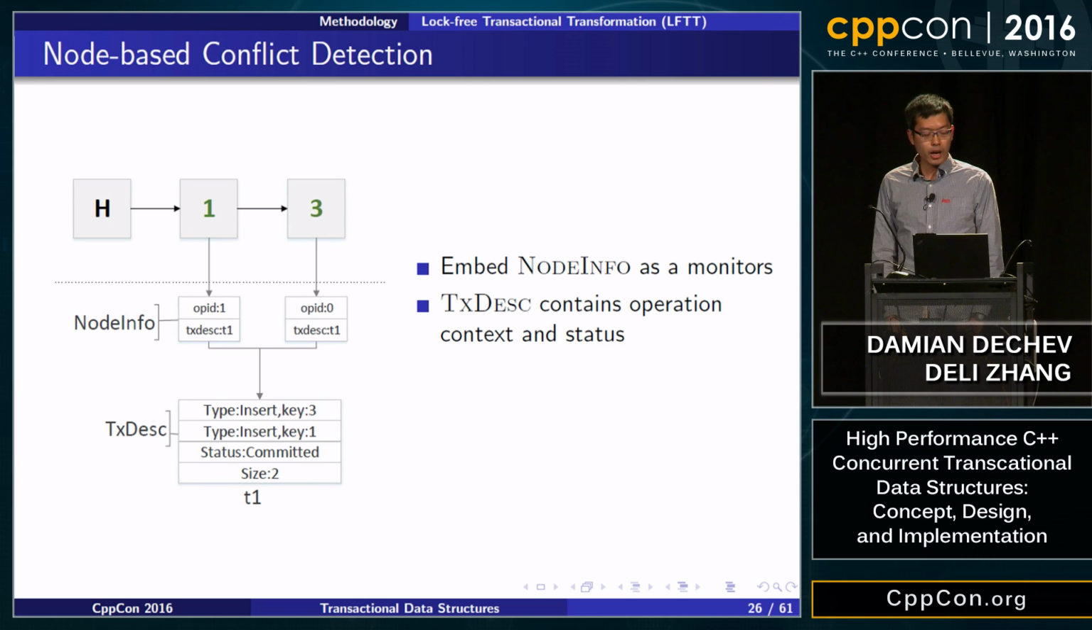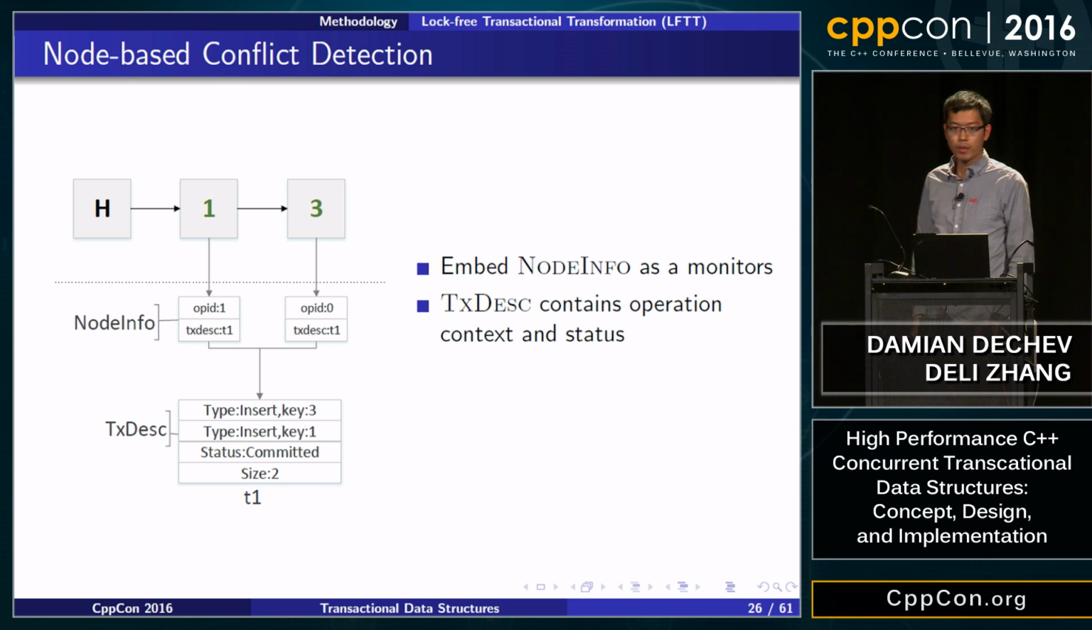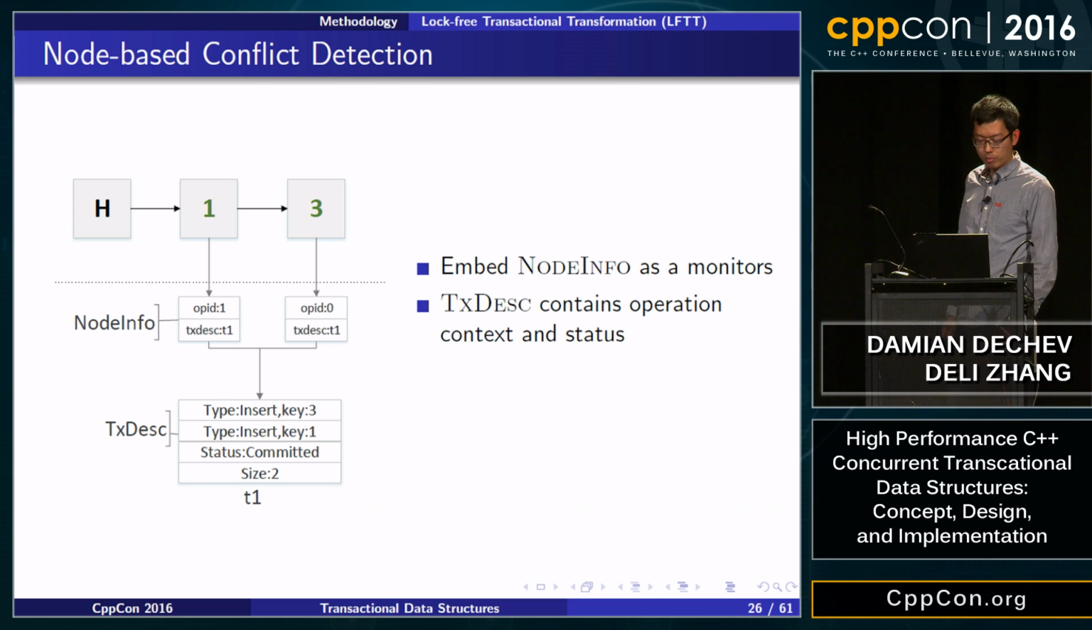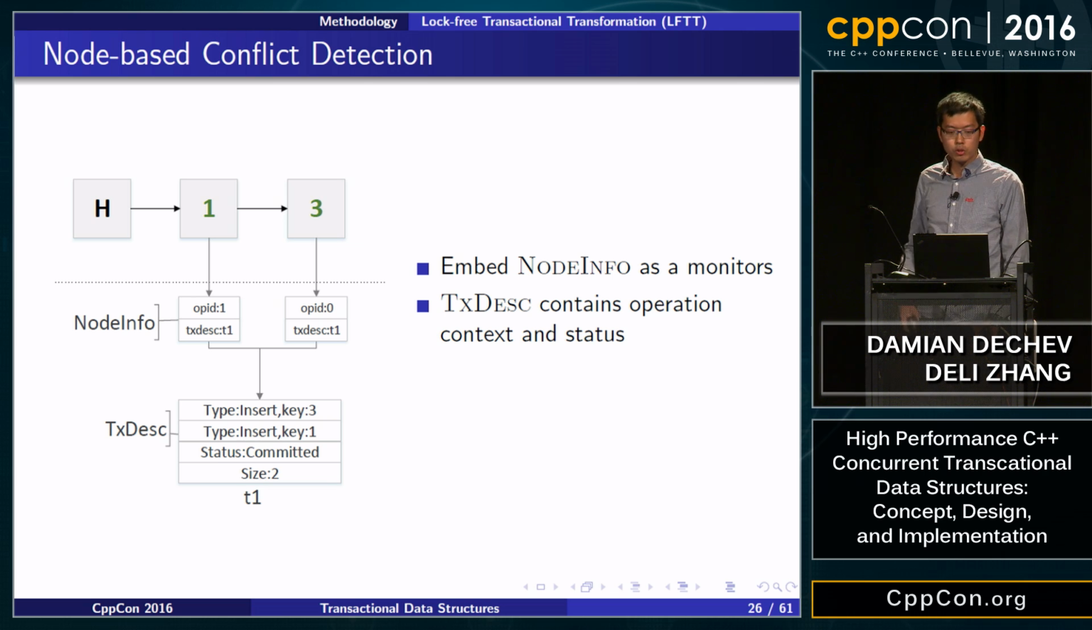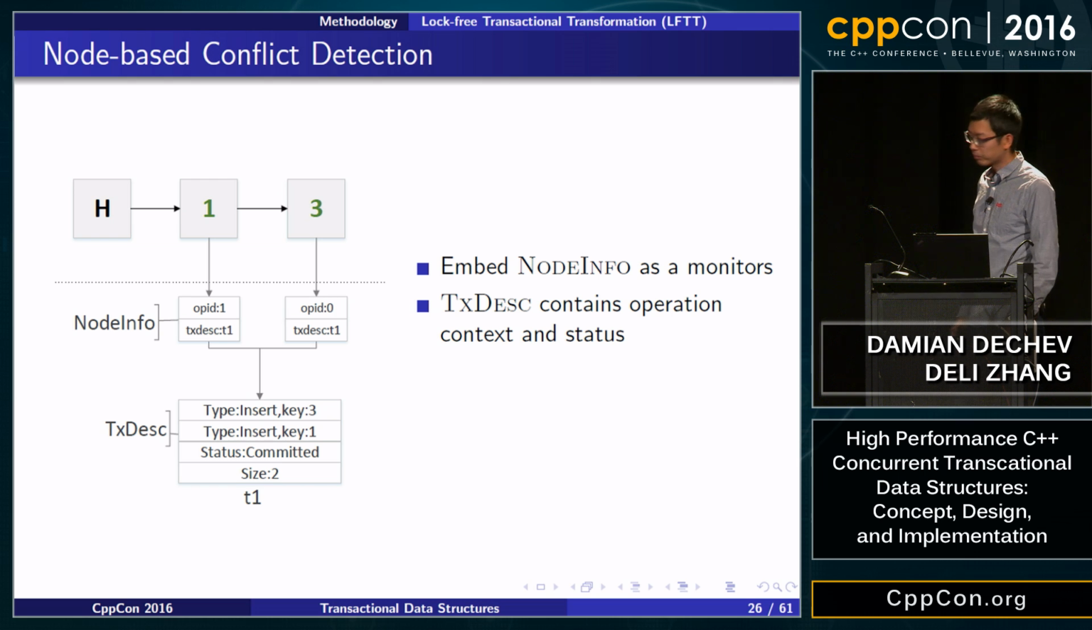In an LFTT, we use node-based conflict detection. For each node in the data structure, we embed a node info structure, which contains the operation ID and a reference to a transaction descriptor. The transaction descriptor is shared among all nodes participating in the same transaction. In it, we store an array of operation types and operands, as well as a transaction status. The transaction status can be either committed, active, or aborted.